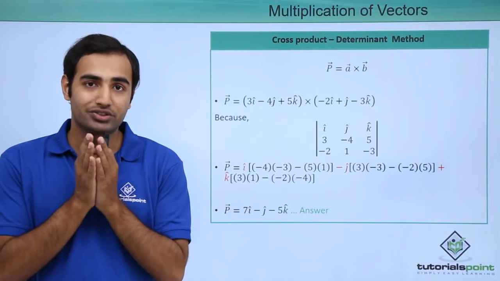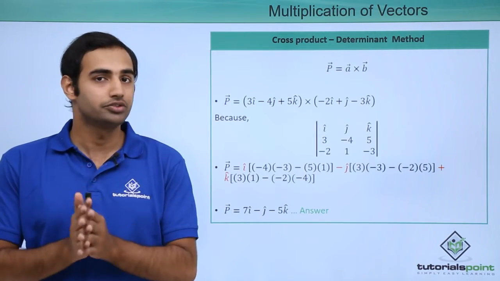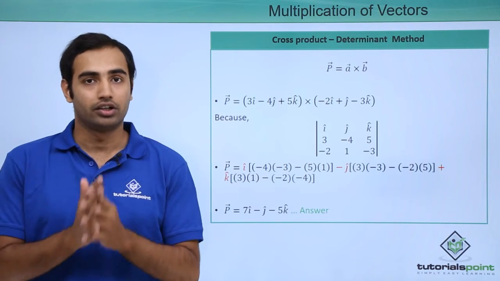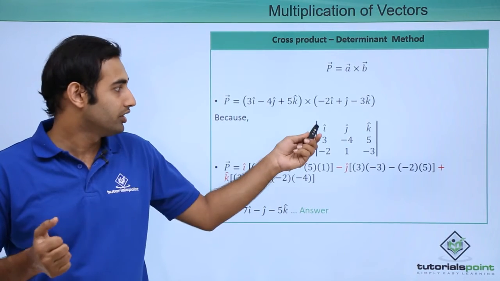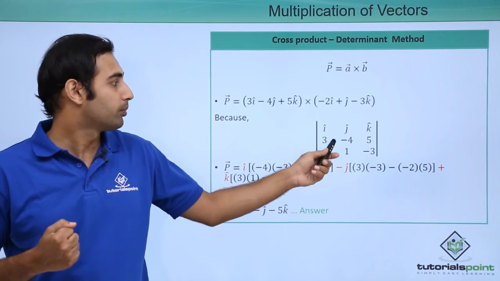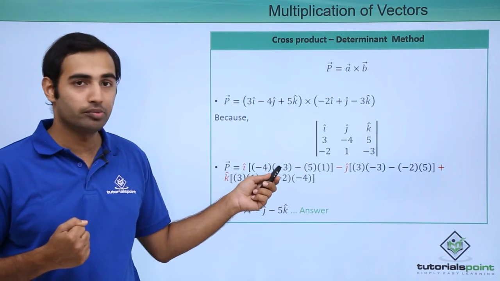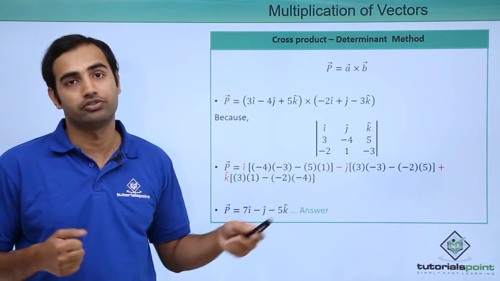Now we have to start solving this determinant. In order to know the exact method of solving, please go back and watch the video of cross product using determinant method. Now once you have understood the method, all you have to do is start solving, which comes out to be the first element of the first row multiplied to the elements of this square. So i cap multiplied to minus 4 into minus 3 minus of 5 into 1, minus 4 into minus 3 minus of 1 into 5.